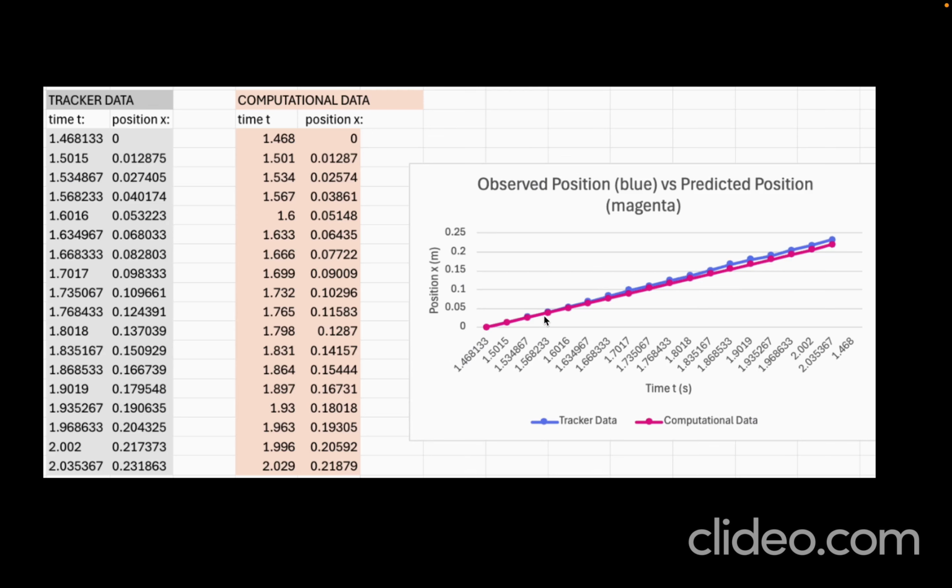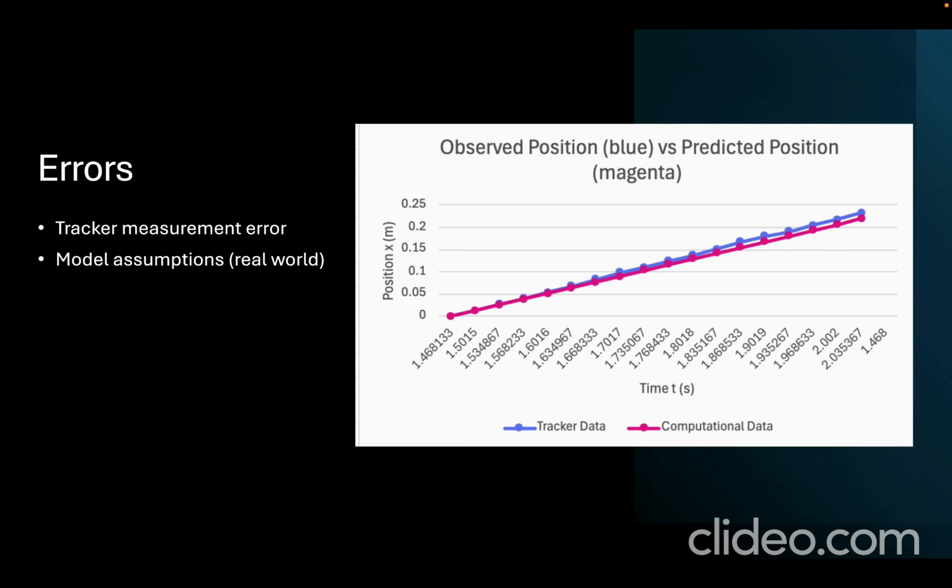Here's a side-by-side comparison of the observed position and the predicted position. We have this, and it's on my data points. Error: as we can see, they're not perfectly lined up, and that's because of tracker measurement errors or the model assumptions, which I'll get to later. When clicking points in Tracker, there are going to be a few misplacements by a few pixels that could lead to differences in extracted positions and changes in time. Also, maybe my calibration stick wasn't exactly lined up to the meter stick in the background. That could also lead to some errors.